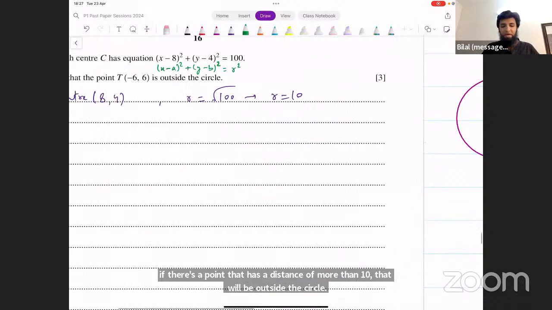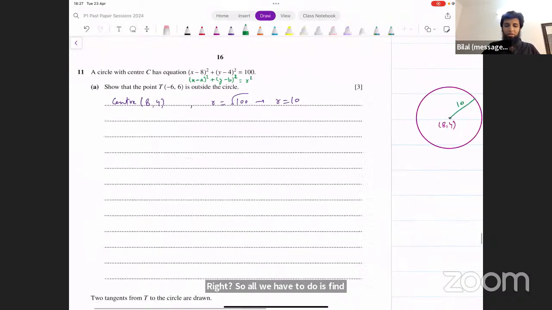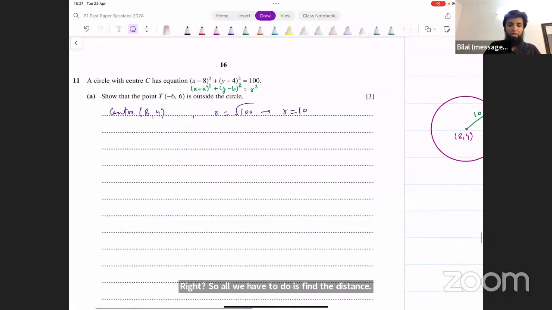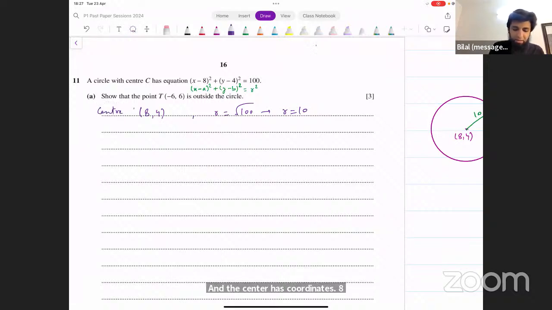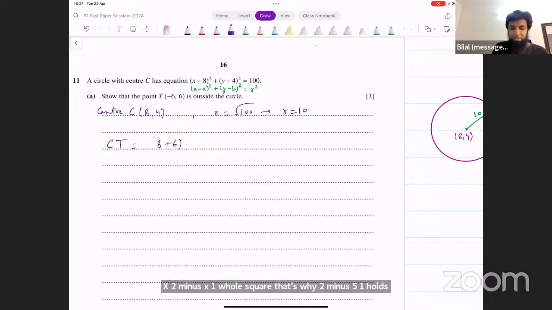So all we have to do is find the distance of that point T from the center of the circle. And the center has coordinates 8, 4, and it's named C here. All you have to do is find this distance, CT, and see what that turns out to be. x2 minus x1 whole squared plus y2 minus y1 whole squared, right? So it's 8 minus (-6), that becomes 8 plus 6 whole squared plus 4 minus 6 whole squared, and then square root of that.